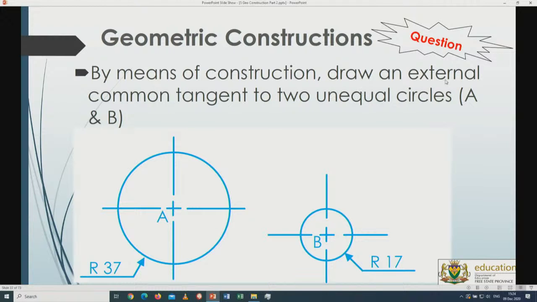Now external means outside, on the outside of it. So in other words, this tangent I have to draw should be on the outside, on the outside of that circle, on the outside of that circle. It can't be from outside to inside. It should be outside the distance between these two circles, or the space or the area of these two circles.